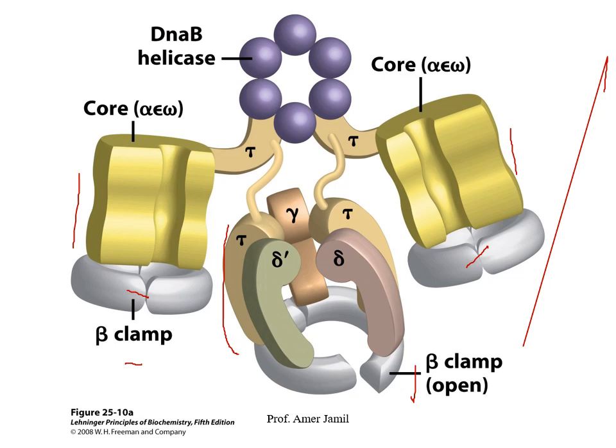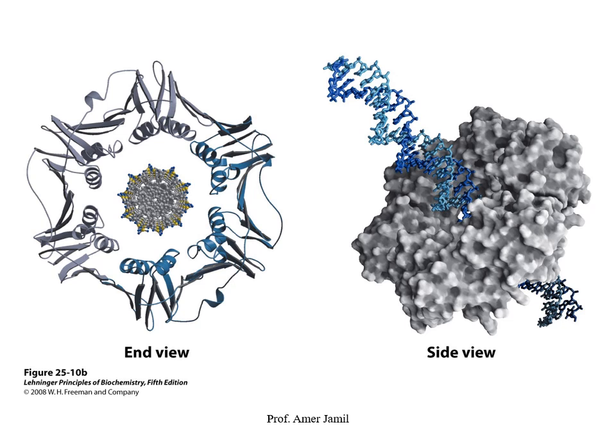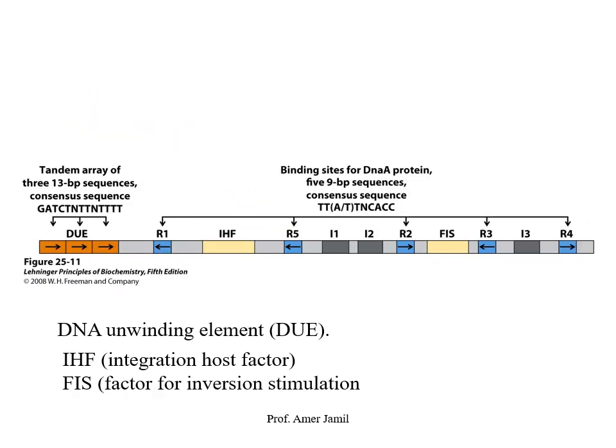And DNA B helicase is also needed. There are 6 subunits of DNA helicase, because it has to unwind the DNA, which is a double helical wound structure. These are just different views of the DNA polymerase working on the DNA template.